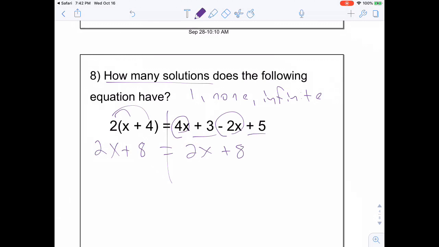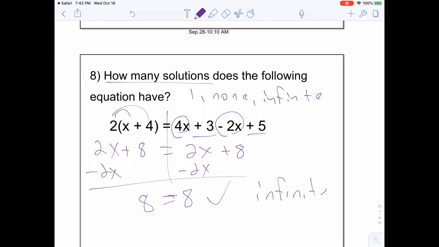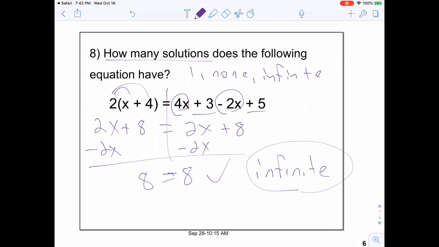Now here I could automatically determine how many solutions there are, but if I want to go one step further, I would subtract 2x on both sides. And when I get the same number on both sides, and this is a true equation, that's when it's going to be infinite solutions. If they were different numbers, it'd be no solutions, and if the variable didn't eliminate, it'd be one solution.